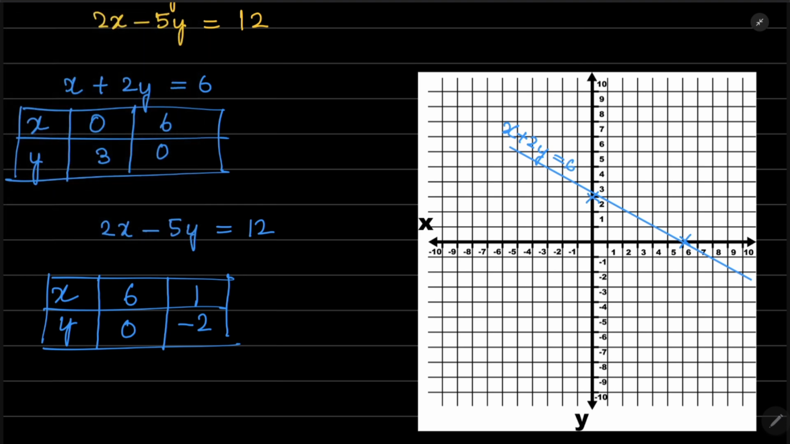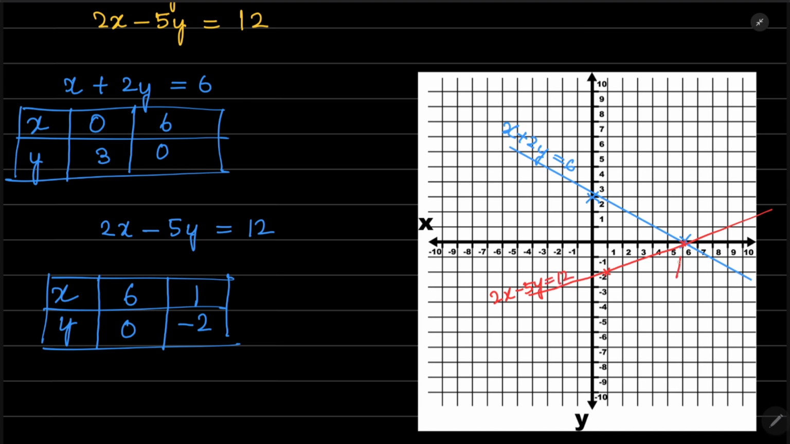For the second equation, 6, 0, again, it's the same point. And then 1, minus 2. So, where is 1, minus 2? It is here. Let's draw another line. Okay, so this is the other line. And you can just write the equation, which is nothing but 2x minus 5y equal to 12.